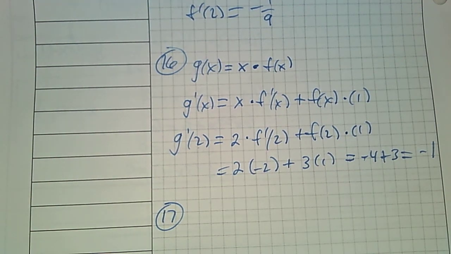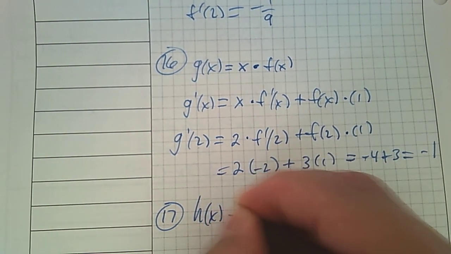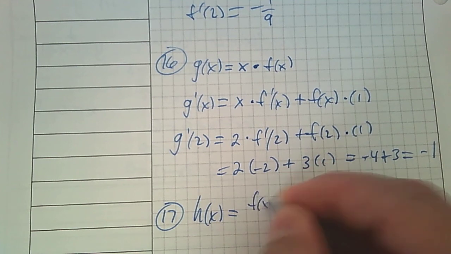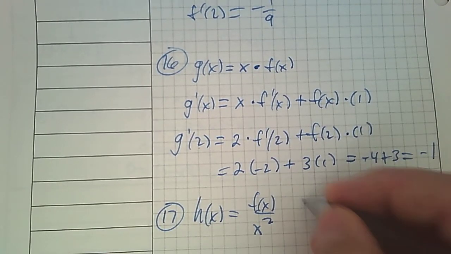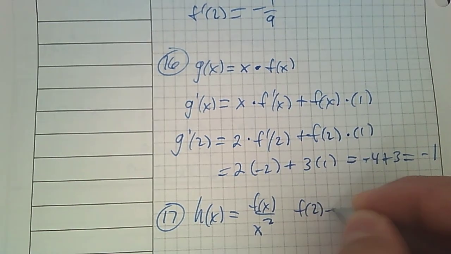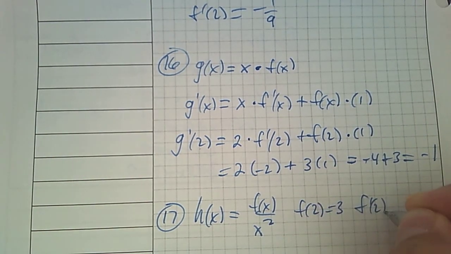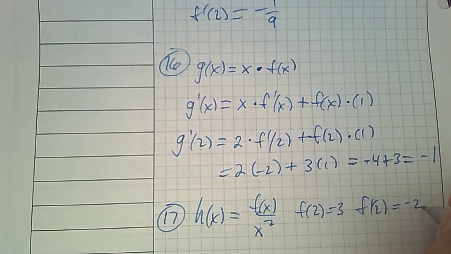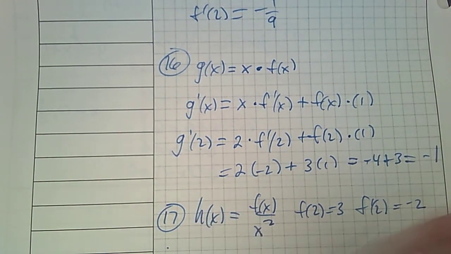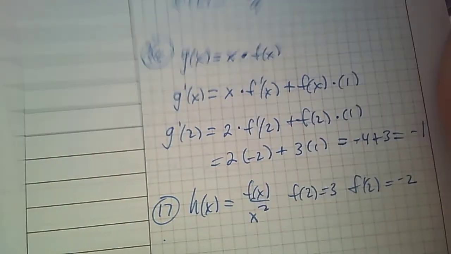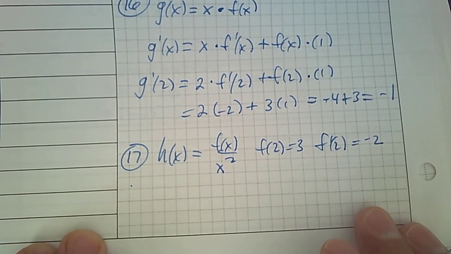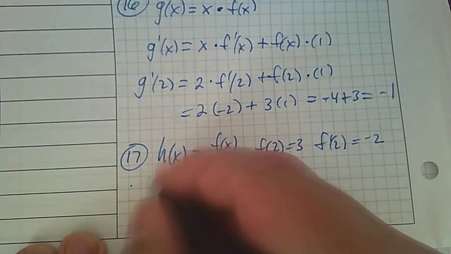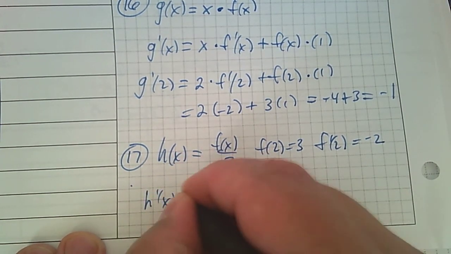H at x equals that. That is f at x divided by x squared. And then it tells you some values, like f at 2 equals 3, the derivative at 2 equals negative 2, and it says find the derivative at 2. So these are great AP style questions to see if you know the rules and can apply them conceptually. So the derivative here is going to be using the quotient rule.